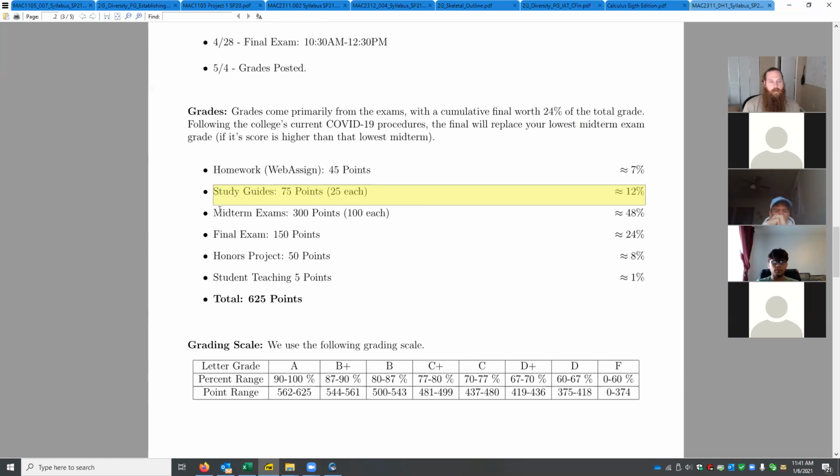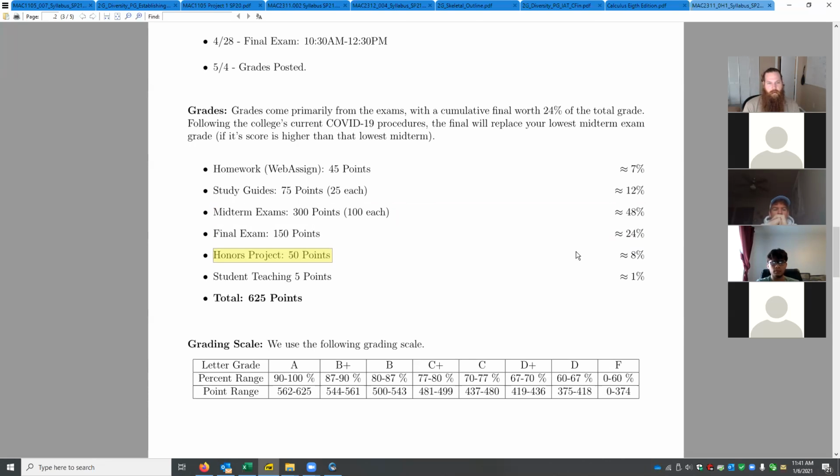Each of the midterms is worth 100 points. There's 3 of them for a total of 300 points there, and cumulatively those are worth 48% of the grade. The final exam is worth 1.5 midterms, so on its own it's worth 24% of the grade. The honors project itself, which is the combination of the research paper, the presentation, and the poster board, altogether worth 50 points, which is about 8% of the grade.